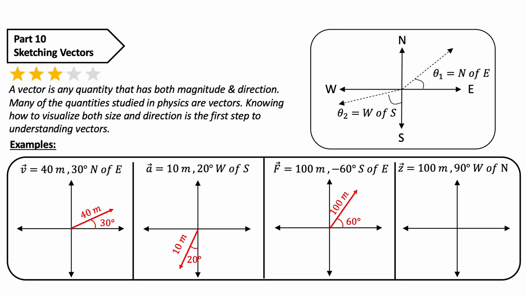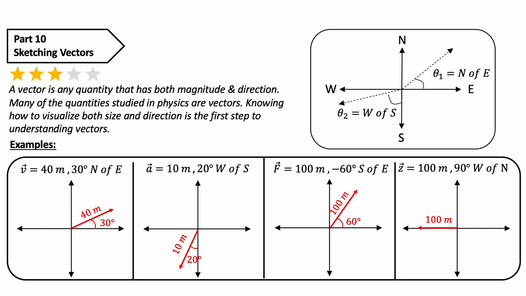And the last kind of tricky one we might see is, what if I tell you it's 100 meters 90 degrees west of the north line? We'll start at the north line and then go 90 degrees in the west direction. Well, that gives me an entirely westward facing vector. So there's no real angle to draw here. We don't need to connect it to anything because it's going just fully west.